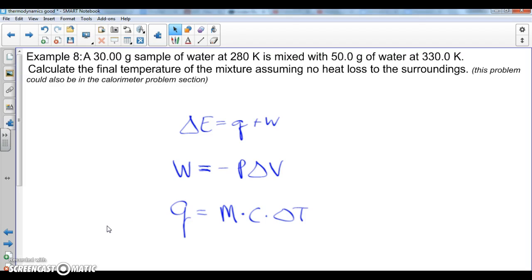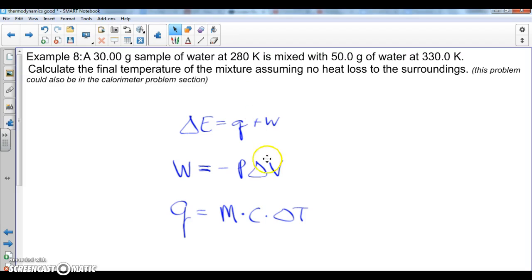So I take those, I have my 30 gram sample of water that's at 280 Kelvin, and in my second graduated cylinder I have my 50 grams of water that's at 330 Kelvin. I mix them together and eventually their final temperature will become the same. Okay, so let's talk about how we tackle a problem that is a mixture of items. The problem asks us to find final temperature.